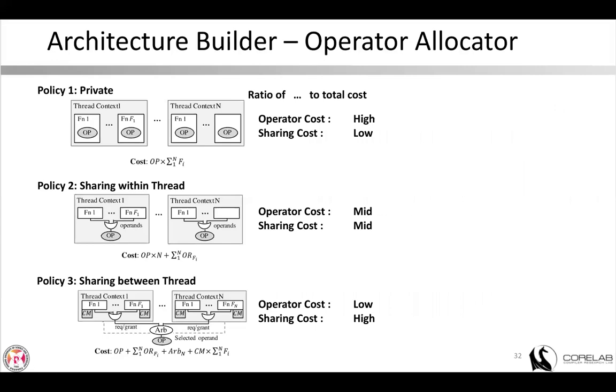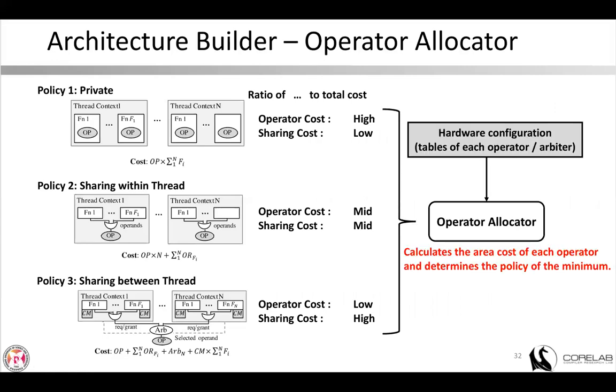So private policy may have a high operator cost but a low sharing cost. On the other hand, in the case of sharing between threads, the operator cost is low while the sharing cost may be high. DuroHS calculates the area cost of all policies and determines the policy having the minimum area.